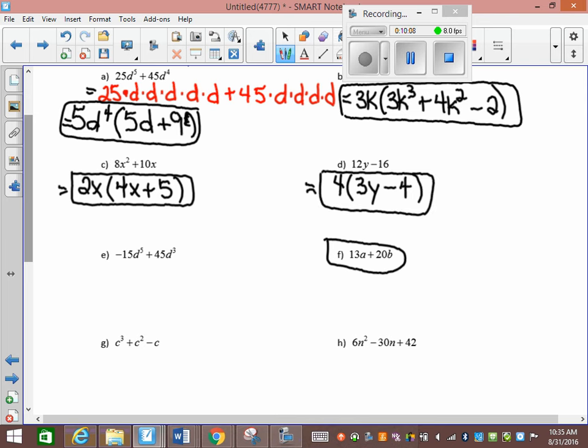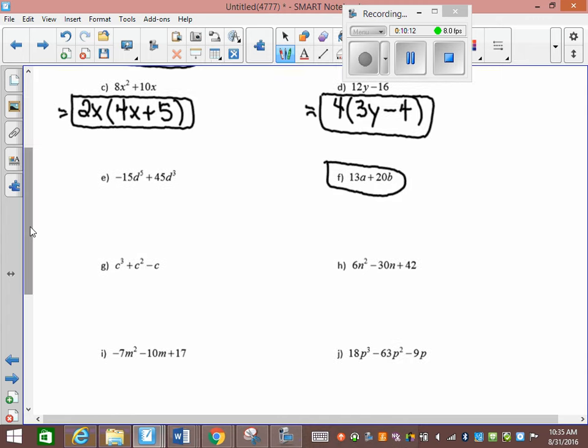So this should be basic math, you guys. Just getting your brain back into math. E, negative 15d to the 5 plus 45d to the 3. I would take a negative out. If my leading coefficient, the number in front of my first term of the highest exponent, is negative, I usually pull it out. Sometimes you won't have to, but 99% of the time, it's beneficial to take out. And you'll see why in action.